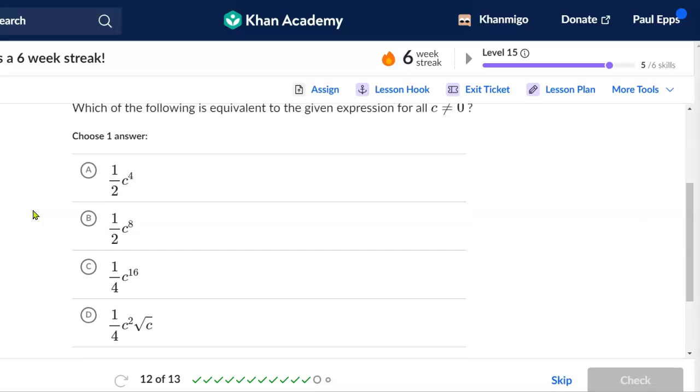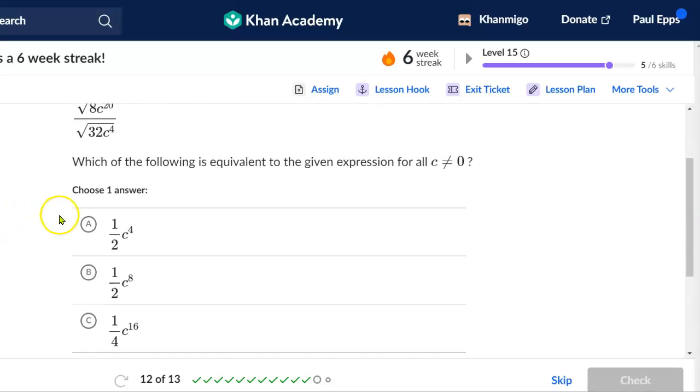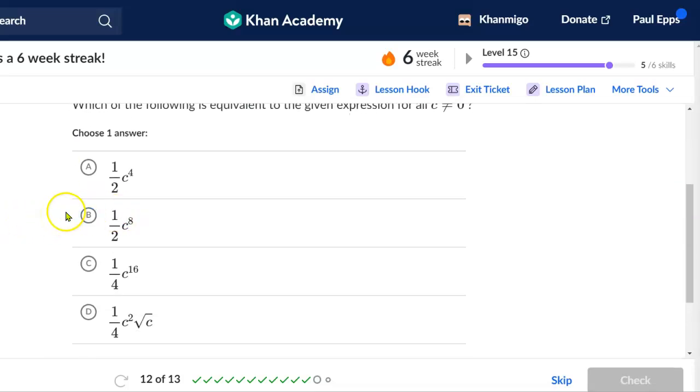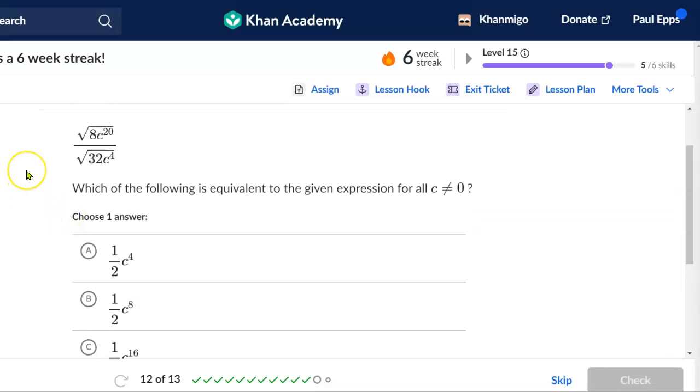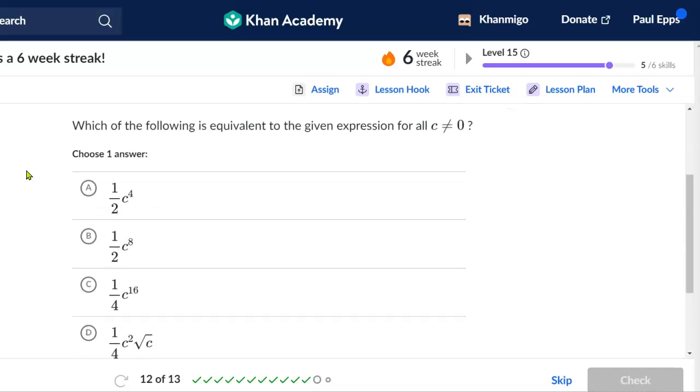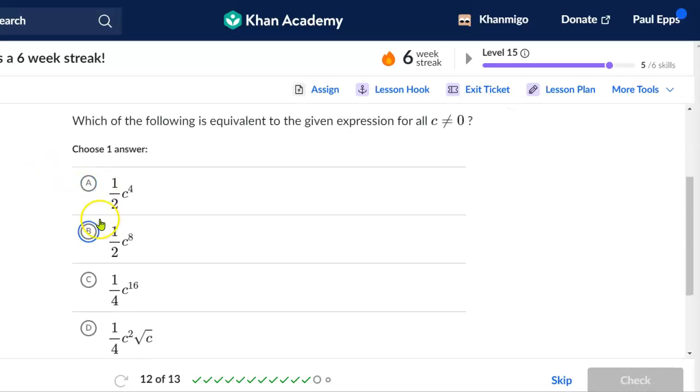Only one answer has a c to the 8th. It's this one. I mean, let's double check the rest of it here. Square root of 8 is 2 times the square root of 2. Square root of 32 is 4 times the square root of 2, which is 1/2. So we're going to have 1/2 c to the 8th.